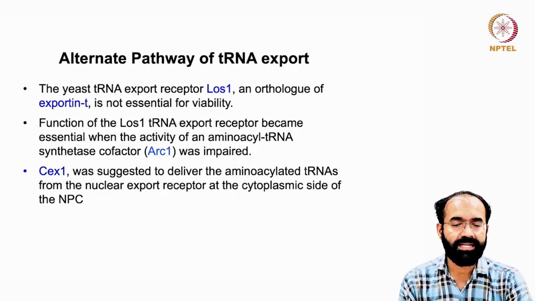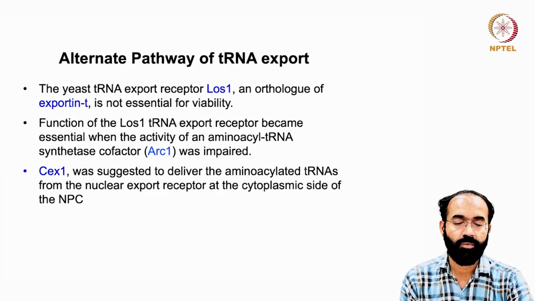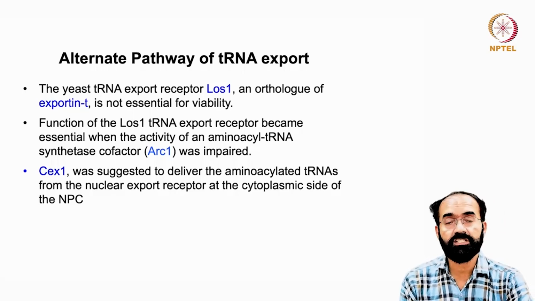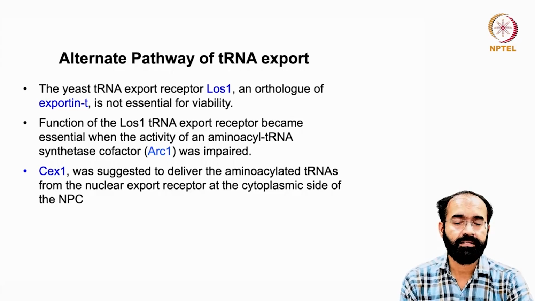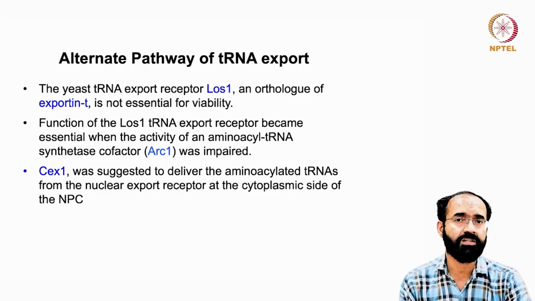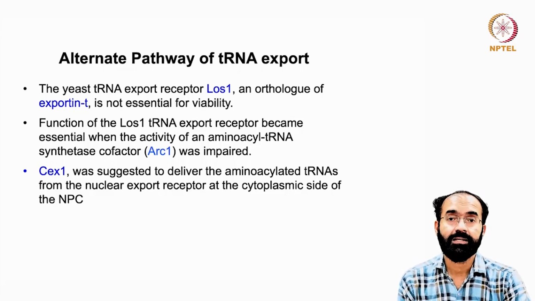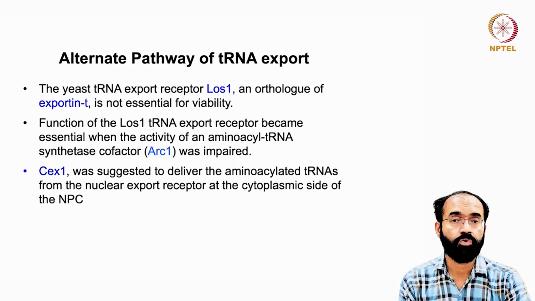The function of the LOS1 tRNA export receptor became essential when the activity of an aminoacyl tRNA synthetase cofactor known as ARC1 was impaired. So what it indicates is that LOS1 is doing the job of exportin T, but if LOS1 is missing, then it is not affected. So we should assume the tRNA transport is not affected. So we should assume there is some assistant, someone else doing the function of LOS1, and we could guess who that could be.